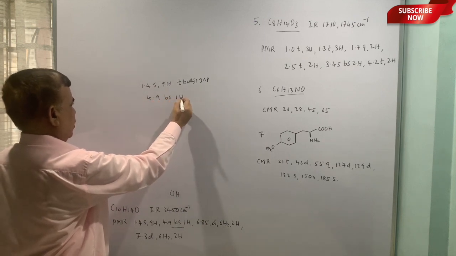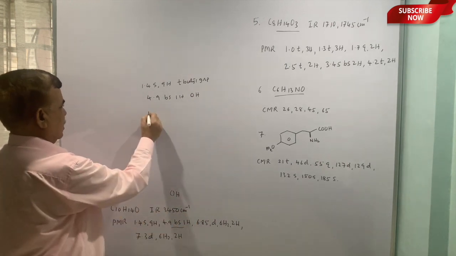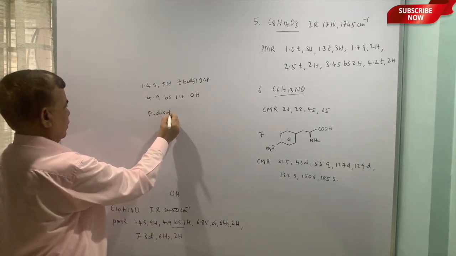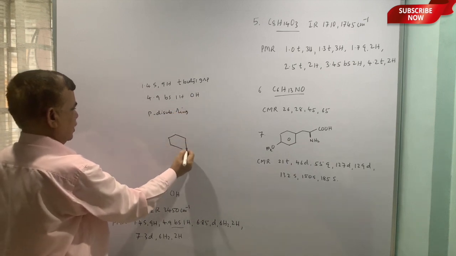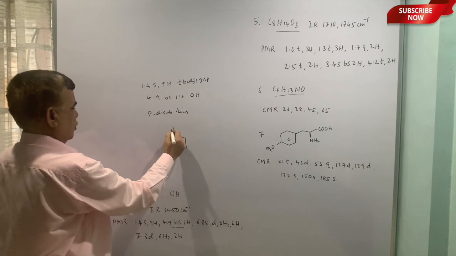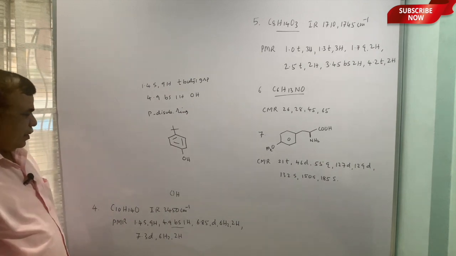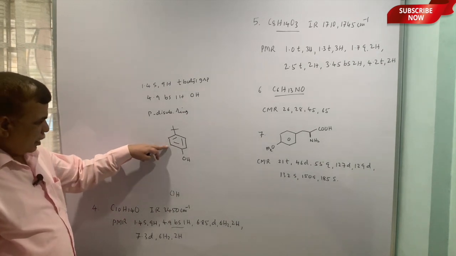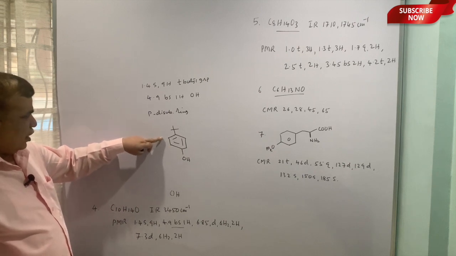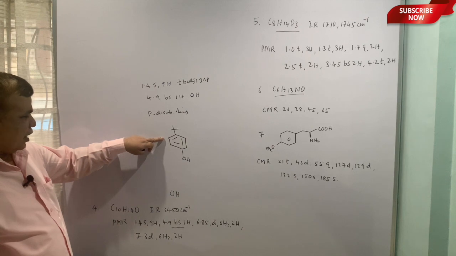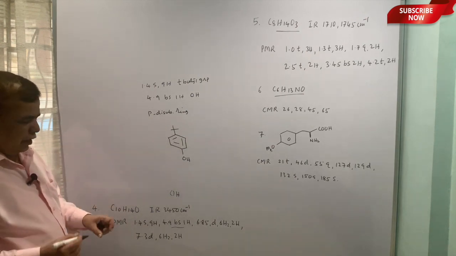Broad singlet, 1 proton, this is OH, and the other data suggests a para disubstituted ring. For a para disubstituted ring, the easy way is to put a tertiary butyl group and a hydroxyl at the 1,4 positions. So 6.85 is ortho to OH, 7.3 is ortho to tertiary butyl, 1.4 is the tertiary butyl group itself, and 4.9 is the phenolic OH.